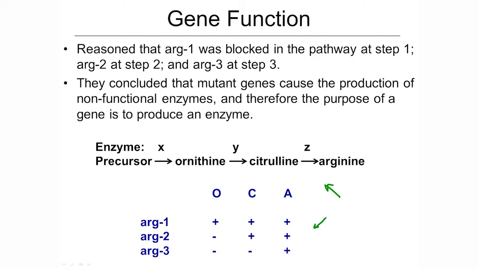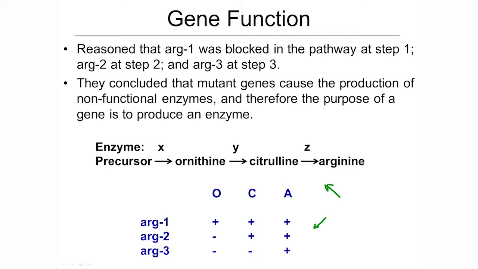So the reasoning of Beadle and Tatum at this point was that they said, look, each of these different mutants is blocked in this pathway, but they're blocked in a different position. So let's look at the data and look at the pathway and see what we can come up with here. We can almost be as smart as Beadle and Tatum were. Probably not, but almost.